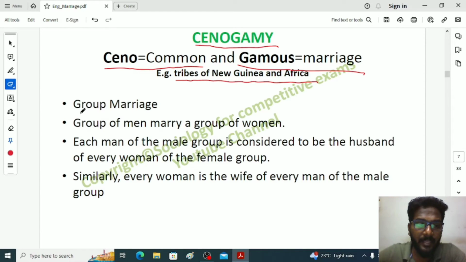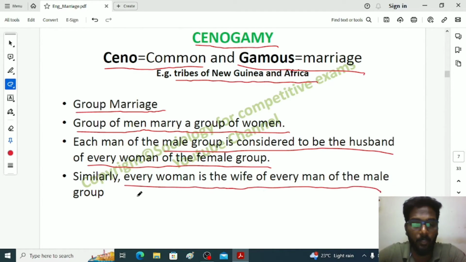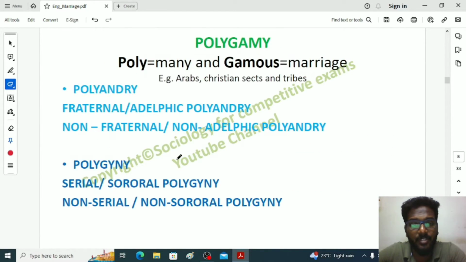So in this form of marriage, a group of individuals will marry a group of individuals, especially a group of men will marry a group of women. Each man of the group is considered to be the husband of every woman of the female group. Similarly, every woman is the wife of every man of the male group. So in this group, any individual, especially any man, can have a relationship with other women who are part of this group.